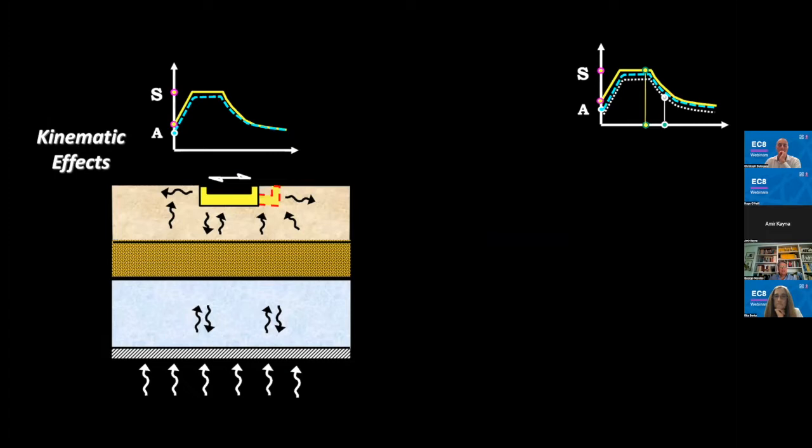All right, so on the left, you can see what we mean by kinematic effects. Kinematic effects on an embedded foundation, a slightly embedded foundation like this, mean that most probably the motion at the foundation base, the foundation input motion, is not the same as the free field motion. The yellow represents the design spectrum from which we started. The turquoise is possibly the kinematic foundation input motion.